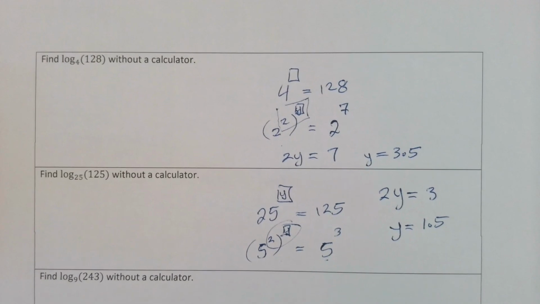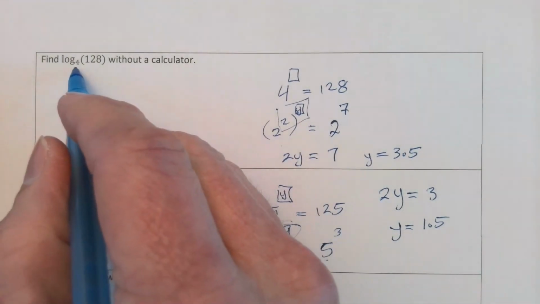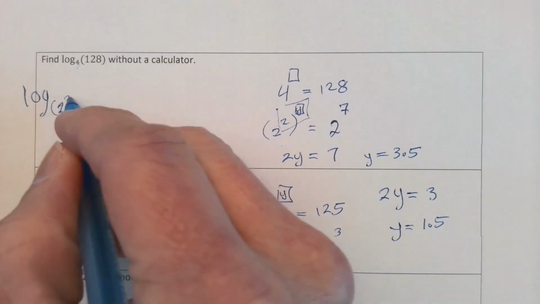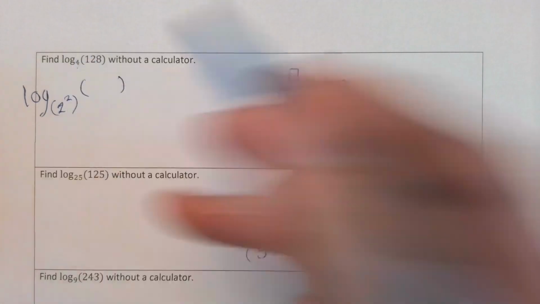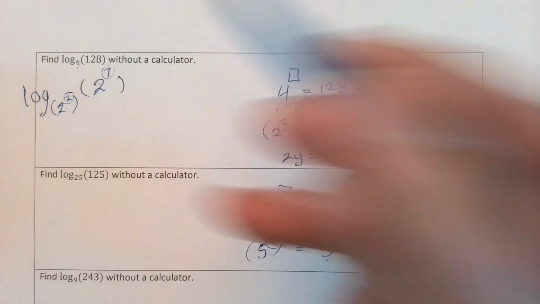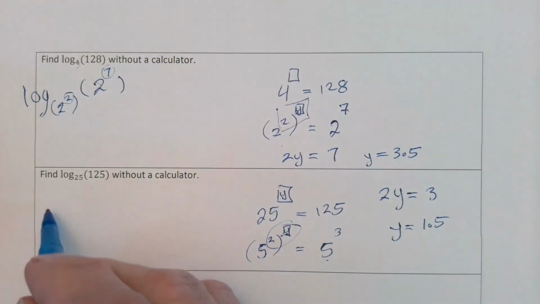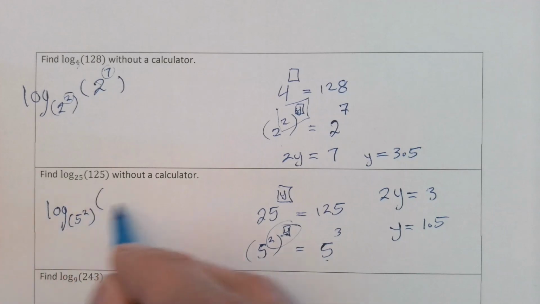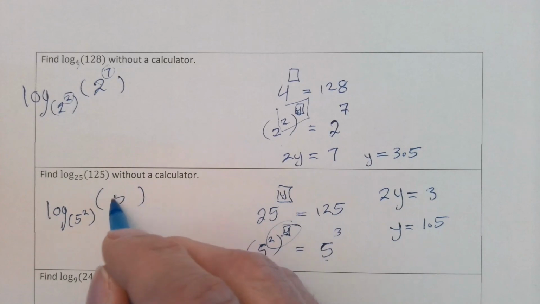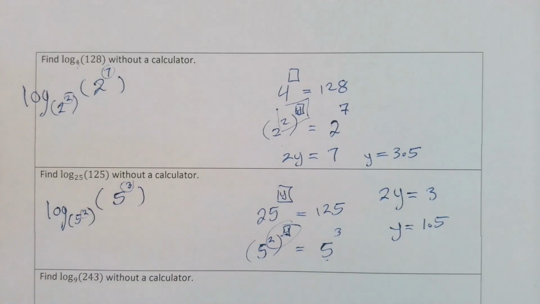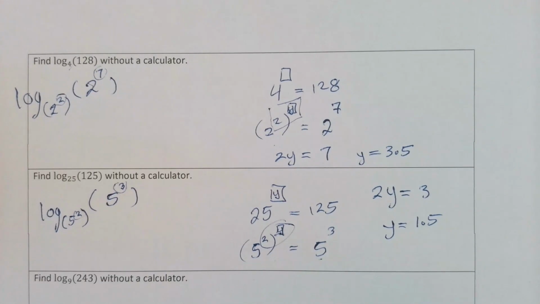All right, what would a shortcut look like? Write this as 2 squared. So log base 2 squared of, write this as a power of 2, and then just divide these two numbers: 7 divided by 2. Here's a shortcut for this one. Instead of base 25, call it base 5 squared. Instead of 125, call this 5 to the third power. Then just divide these exponents, and you've got your answer. All right, the rest I'm going to leave up to you as exercises.